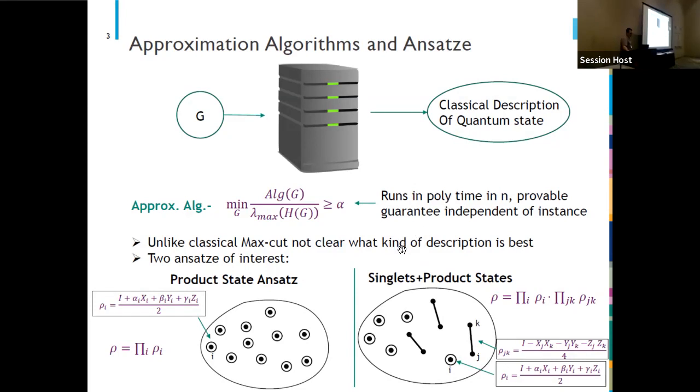Unlike the classical combinatorial optimization case, there's this interesting question in the quantum case, which is what sort of classical description should we use? You can't represent an arbitrary quantum state on a classical computer, so this is a design choice in your algorithm. There's two ansatz we're going to be interested in. One is the product state ansatz, where you just have a tensor product of local qubit states, and the other one is going to be singlets and product states.